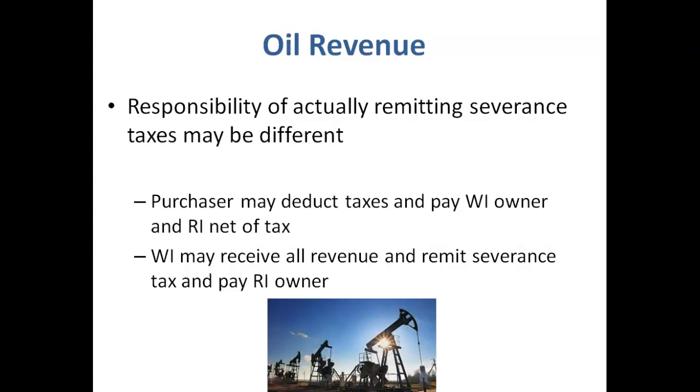Discussing oil revenue, its responsibility of actually remitting the severance tax may be different depending on how the documents are set up. The purchaser of the product may deduct the taxes and pay the working interest owner and the royalty interest net of tax. In that case, the purchaser would be remitting the severance tax. Or you can have the working interest pay the amount. They may receive all the revenue and remit the severance tax and then pay the royalty interest owner.